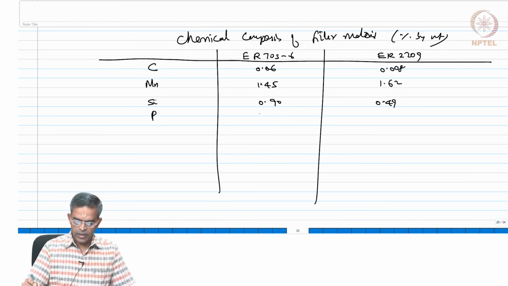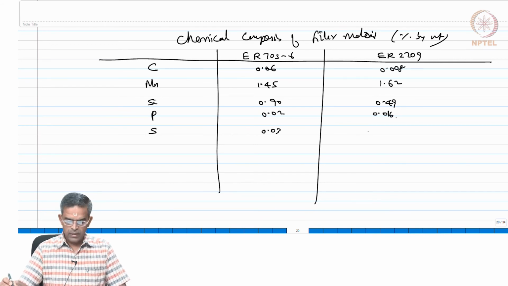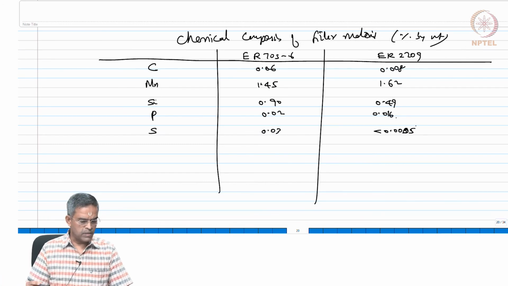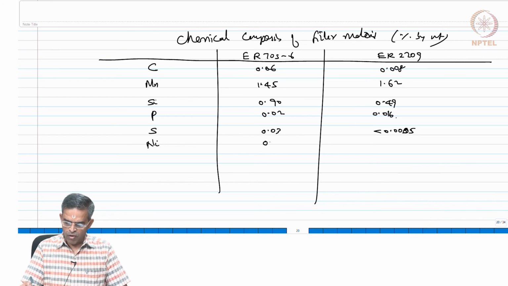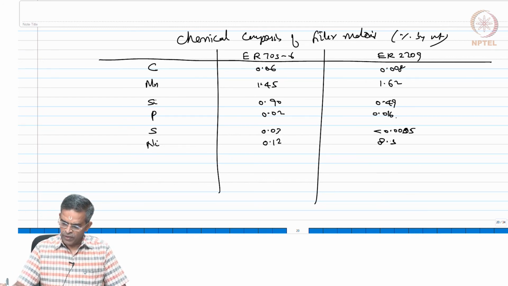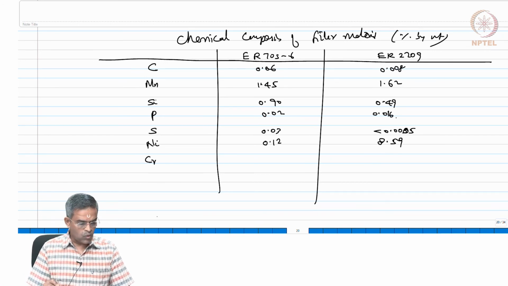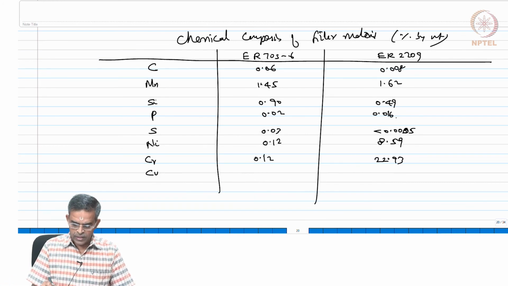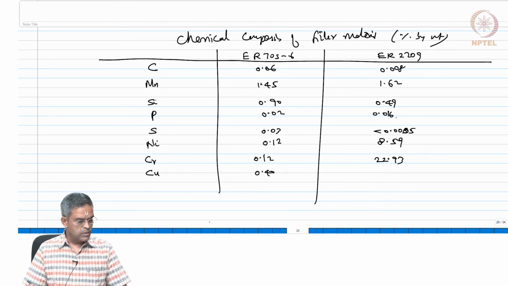Phosphorus 0.02 and 0.016, sulfur 0.03 and less than 0.005, very negligible. It contains nickel of 0.12, and 8.59, very high content. Okay. It contains chromium of 0.12 and this contains 22.93. It has copper of 0.4 and this contains 0.083. It also has nitrogen, which is very insignificant, whereas in this case it is 0.152.